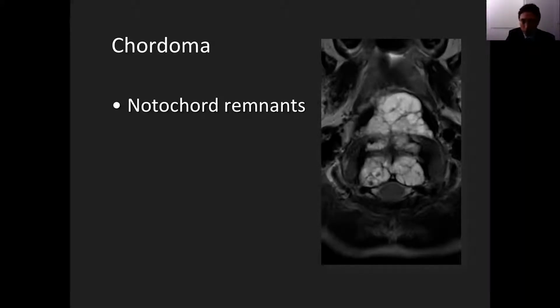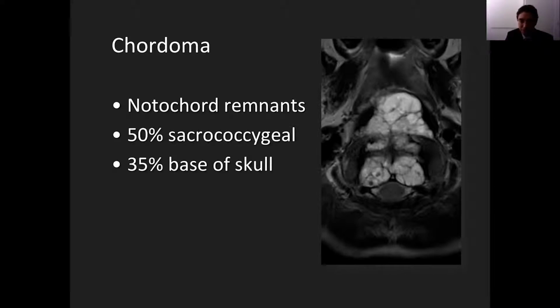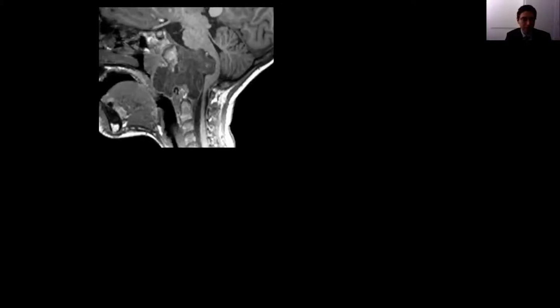Moving on to chordomas. Chordomas are masses that can be seen in the skull base. They are remnants of the notochord. About half of them occur in the sacrococcygeal region, and about 1/3 can occur in the base of the skull, particularly along the inferior aspect of the clivus. They tend to occur in the midline. The distribution is usually between 30 and 50 years of age, but they have been described in many ages, including children, and they tend to be more common in men.